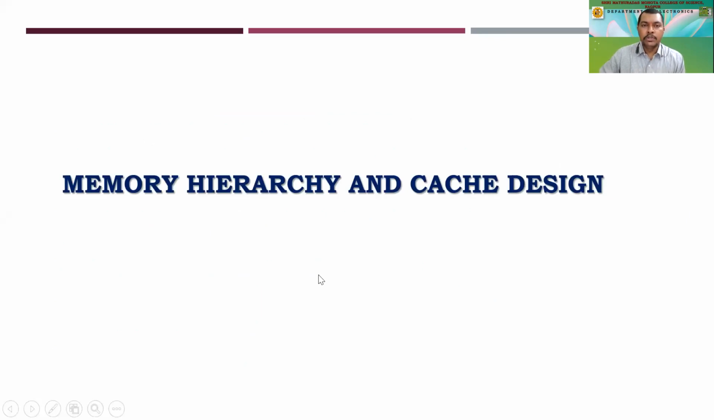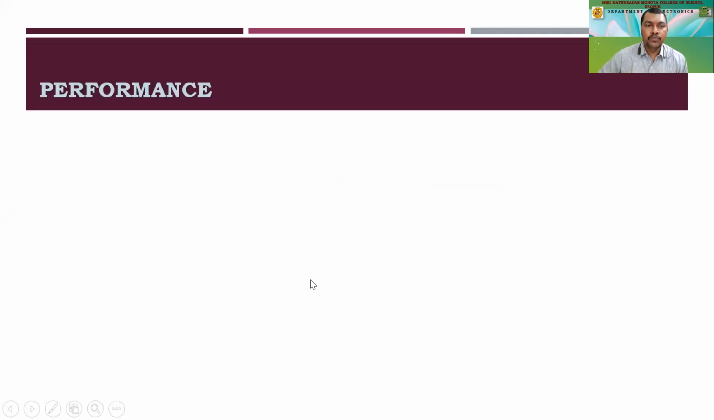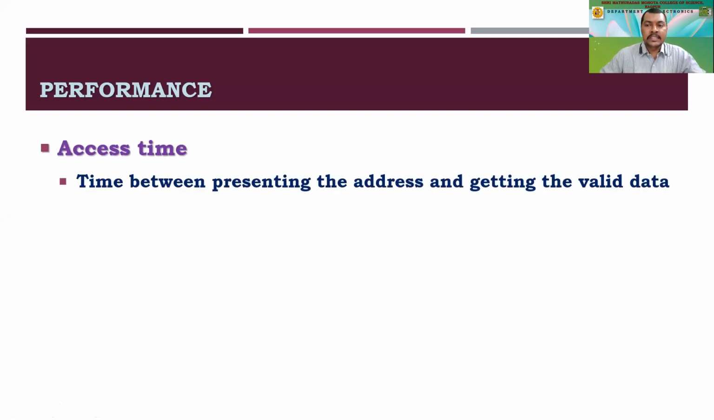Now, what are the requirements of that memory? That is what we need to understand first. What should the memory consist of? Memory should have performance. What type of performance do we expect? That is the access time, which means the time between presenting the address and getting the valid data.